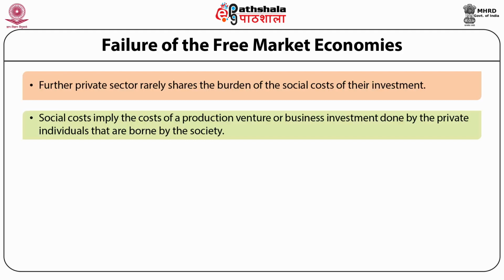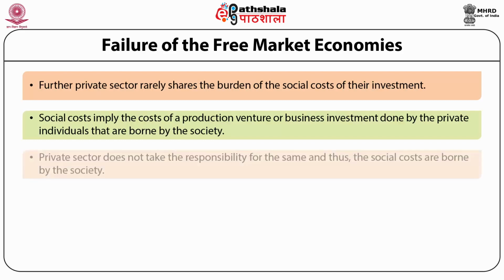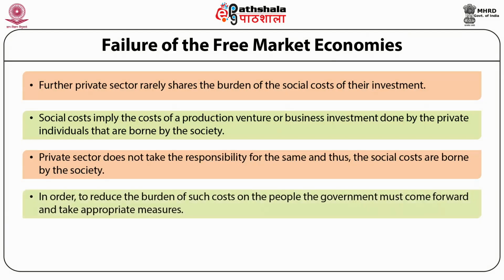For example, the factories set up in the cities generate profits for the owners, but these cause a rise in the social costs borne by the society due to the pollution caused by the same. The private sector does not take the responsibility for the same, and thus the social costs are borne by the society. In order to reduce the burden of such costs on the people, the government must come forward and take appropriate measures. For example, Rohtang Pass in Himachal Pradesh has been a famous tourist spot.